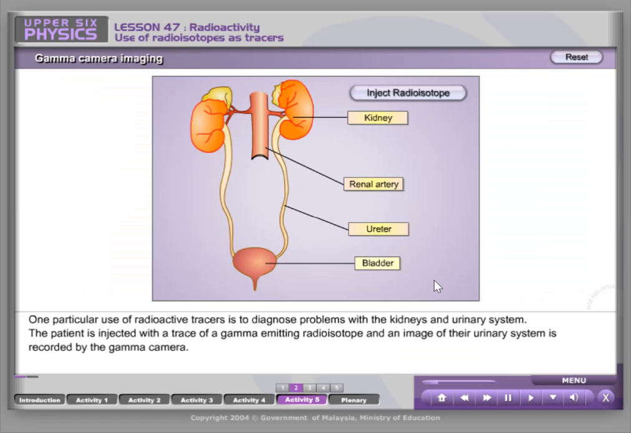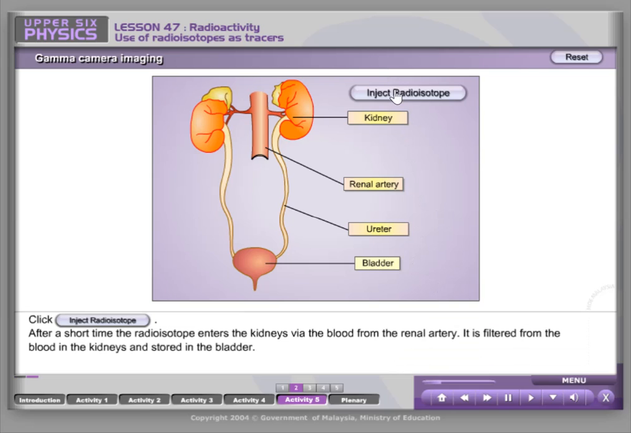One particular use of radioactive tracers is to diagnose problems with the kidneys and urinary system. The patient is injected with a trace of a gamma-emitting radioisotope, and an image of their urinary system is recorded by the gamma camera.